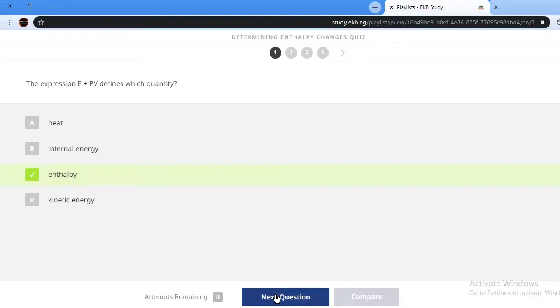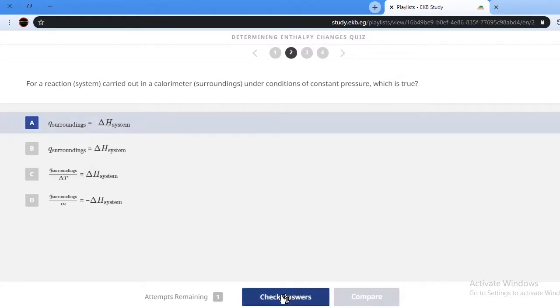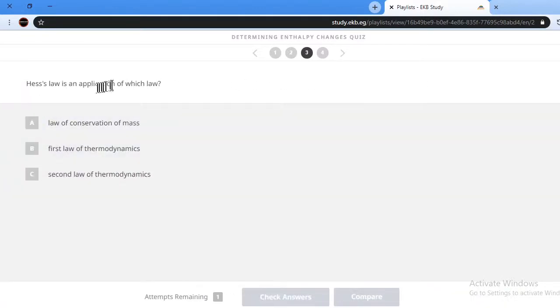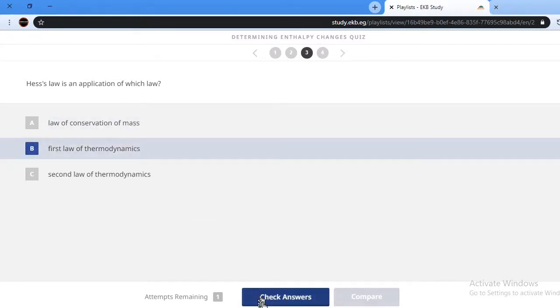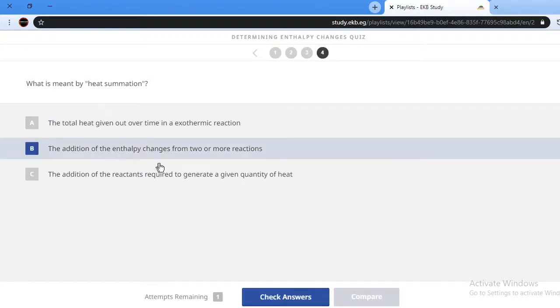Check answers. Next question. For a reaction or system carried out in a calorimeter surrounding under condition of constant temperature, which is true? Q surrounding equals negative delta H system. Check answers. Next question. Hess law is an application of which law? Of the first law of thermodynamics. Check answers. What is meant by heat summation? The addition of the enthalpy changes from two or more reactions.